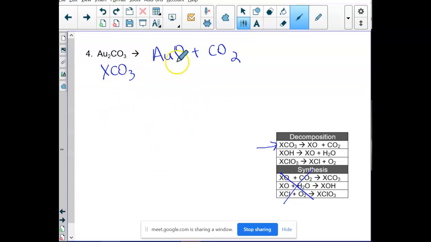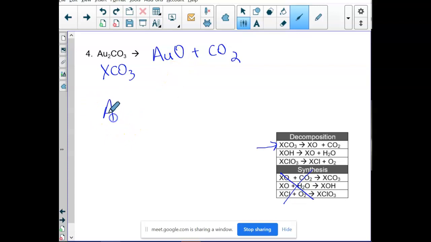Questions first about how I came up with AuO plus CO2. We're not done, but I just want to ask if you understand how I knew Au went with O and CO2. Any questions about that? Okay, now if you look up Au, because remember we have to crisscross reduce over here, you're going to see that Au can be, at a minimum, a 1 or a 3. So I need to know which one it is.